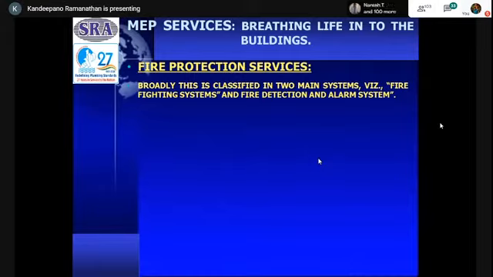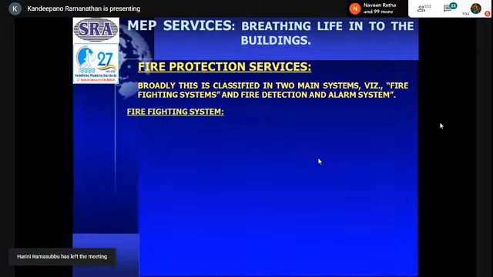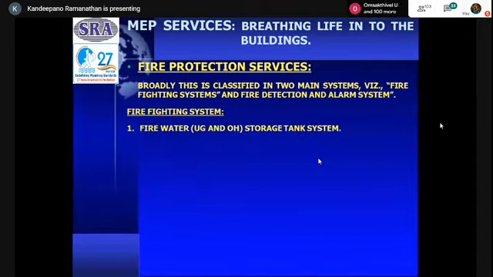Broadly, the fire protection service is classified into two main systems, namely firefighting systems and fire detection and alarm systems. The first one, the firefighting system, is purely a mechanical engineering system, and the fire detection and alarm system is a part of the electrical engineering system, and of course electronics.